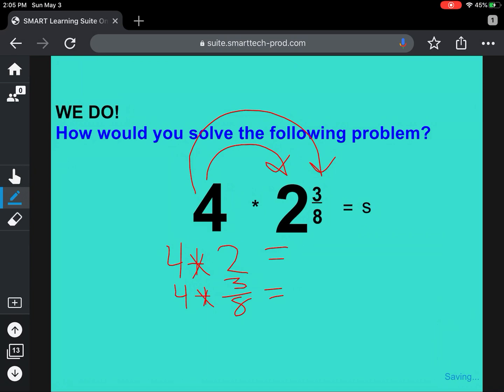I want you to pause your video now, see if you can solve this. So solve our first part of multiplying and then our second multiplication step. Then put those two answers together for your total. Once you've done that, turn your video back on and I'll go over the steps for you to see if you solved it correctly.